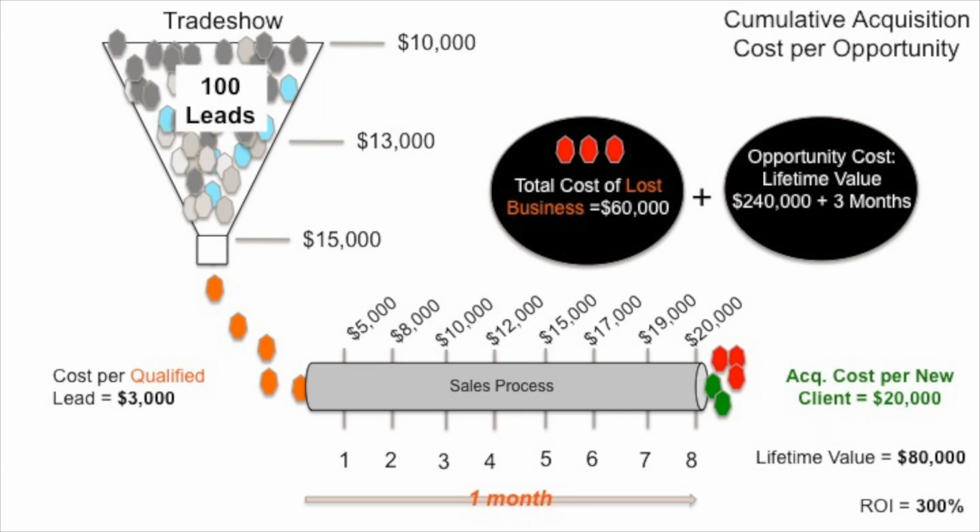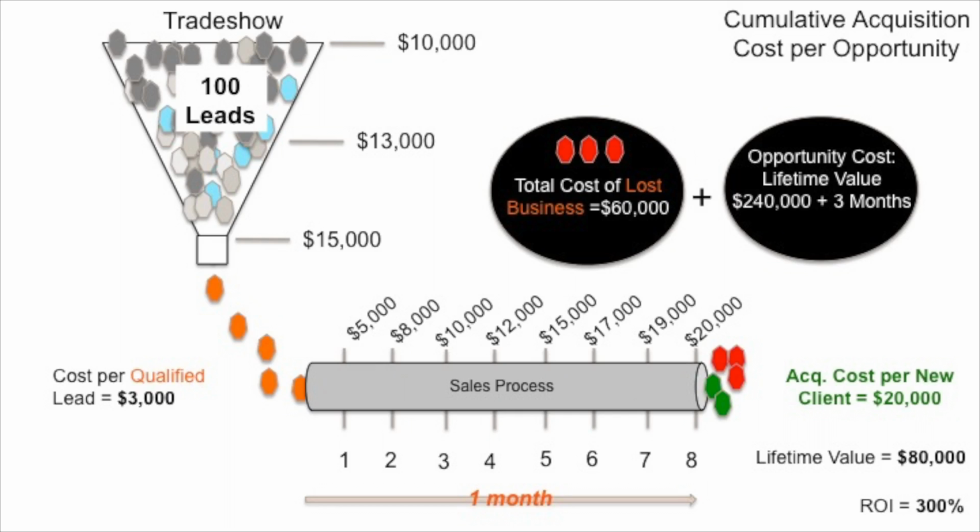So my total cost of lost business is $60,000. 3 times $20,000. But because I didn't acquire those 3 customers and the lifetime value of each of those customers would have been $80,000, I take 3 lost customers times $80,000, and that's $240,000 that I've lost. So take the 60 plus the $240,000. Losing 3 customers has now cost me $300,000.